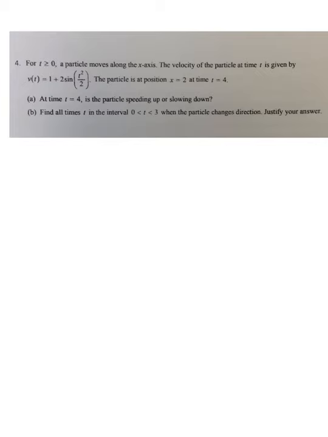So part A says at time 4 is the particle speeding up or slowing down. Now, you should know, this is what I want you to take away from this, because this is on your test, even though the computations will not be. You know that you should have to find whether V of 4 is positive or negative, and then the same thing with A of 4. You're going to find whether the acceleration is positive or negative. That's the important thing that you need to know.